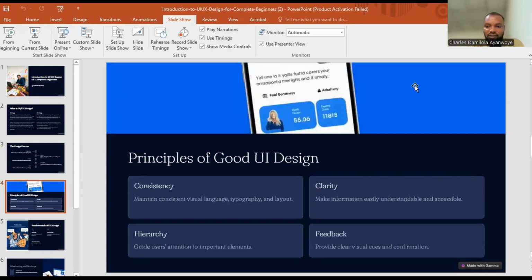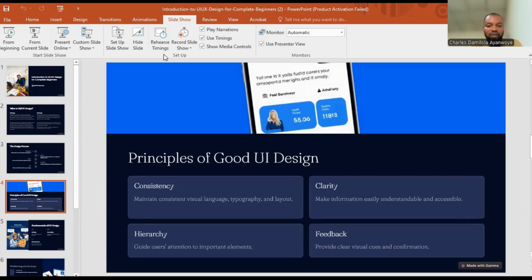So I said something in our second slide that there are UI best practices. And I said those best practices are principles, guidelines that inform how a UI design looks like. So let me just explain 4 of them here. They are more than this, but let me explain these 4. We have consistency, we have clarity, we have hierarchy, and we have feedback.